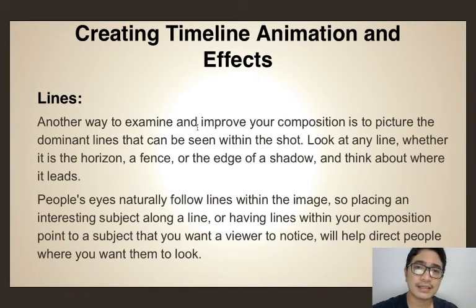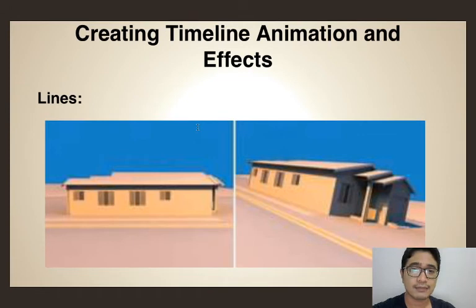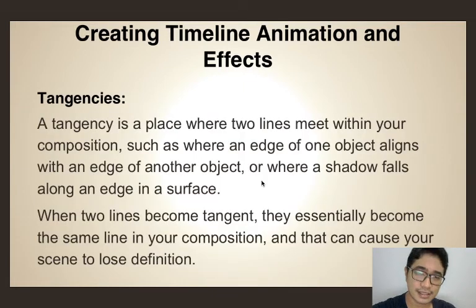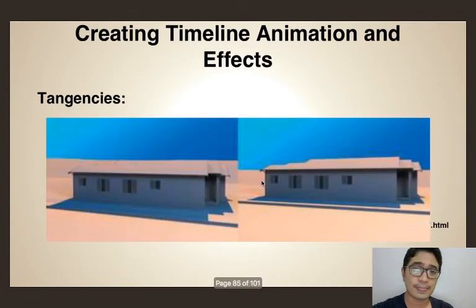Lines. Another way to examine and improve your composition is to picture the dominant lines that can be seen within the shot. Look at any line, whether it is horizontal, a fence, or an edge of a shadow, and think about where it leads. Ito na yung tinatawag namin na leading lines. Kasi, for example, this one, there are a set of lines when it comes to the house, and makikita natin na pantay lang siya, but dito naman, in another perspective, makikita natin na yung line na to is, kumbaga, mag-lead to somewhere. Tangencies. Tangency is a place where two lines meet within your composition, such as where an edge of one object aligns with an edge of another object, or where a shadow falls along an edge in a surface. So, ito yung example mo.